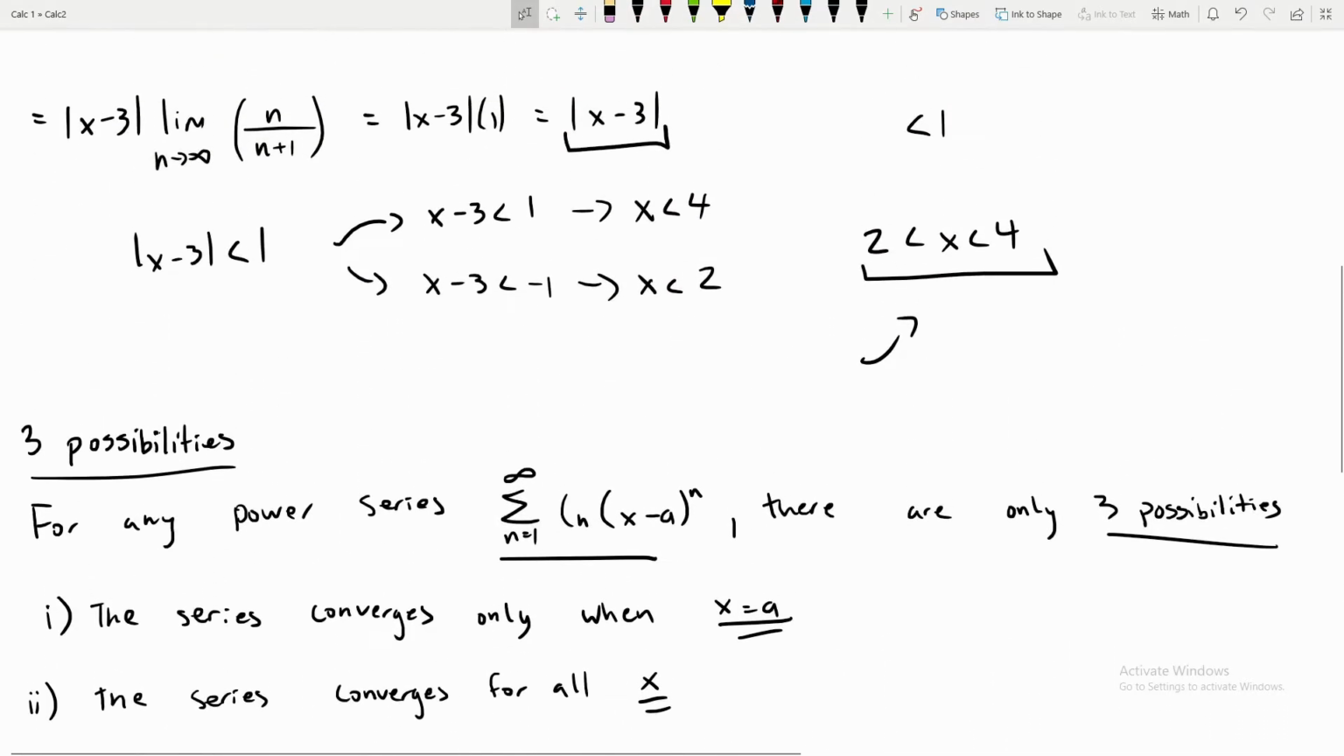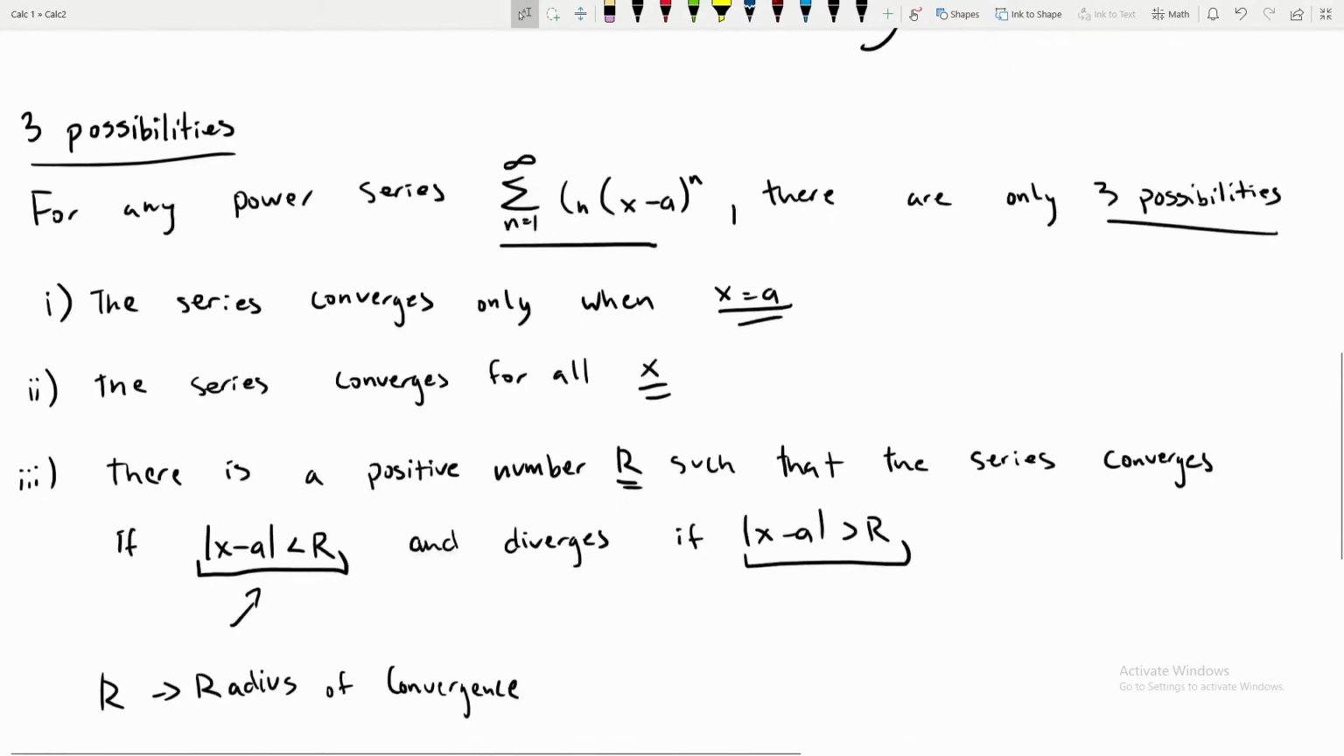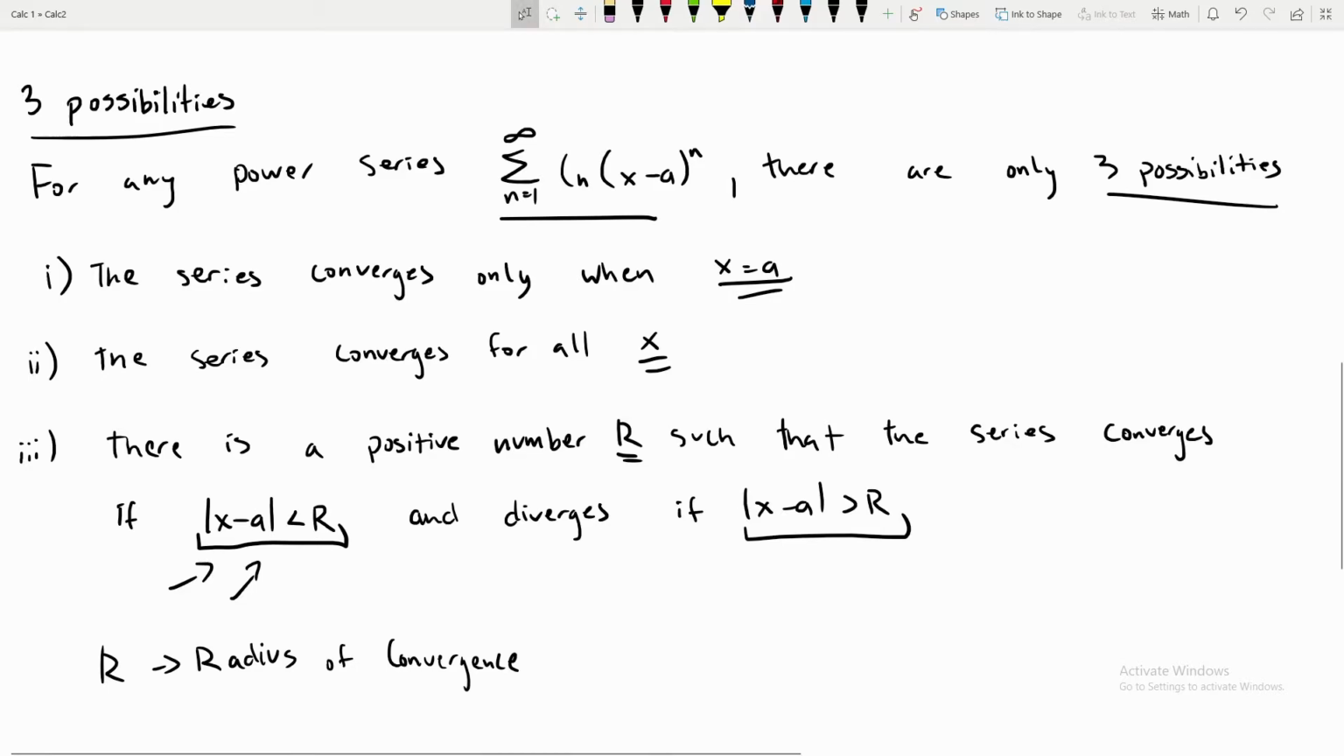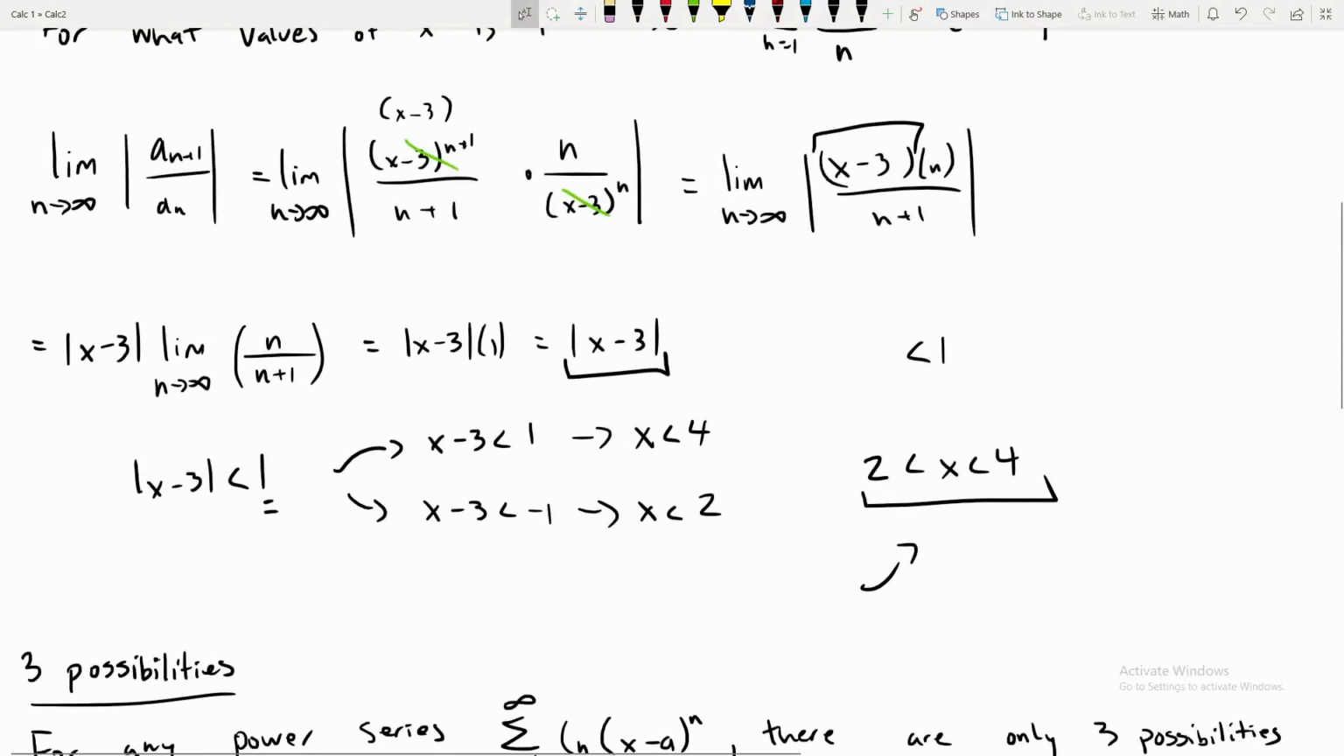So if we go back, the radius of convergence here is going to be 1. Why? Again, because it fits this kind of form right here where we have x minus some sort of a value. In this case, the a value was 3, and then this was going to be our R value. So in this case, the radius was 1.